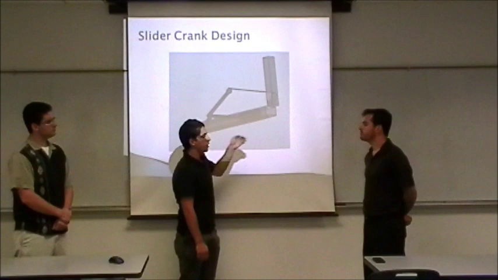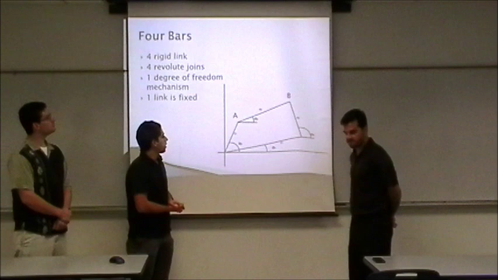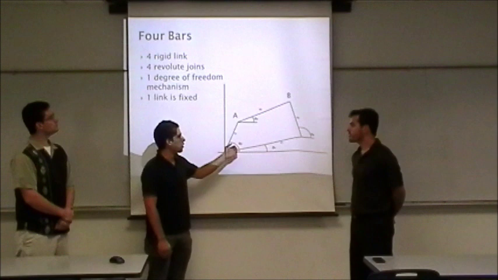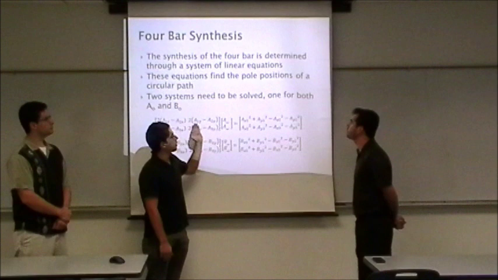Now this is the second part of our project, the four-bar analysis. In a four-bar, we have four links and four joints, and we have to have one fixed link, that in this case is our R1. On this four-bar mechanism, we were asked to find the path for the coupler link to pass through three points.